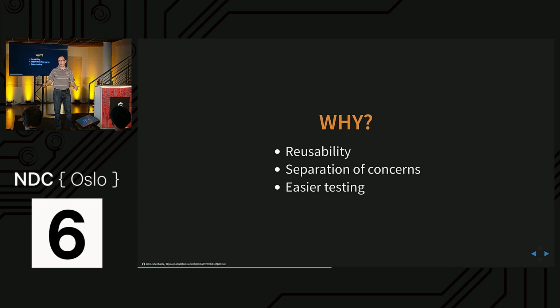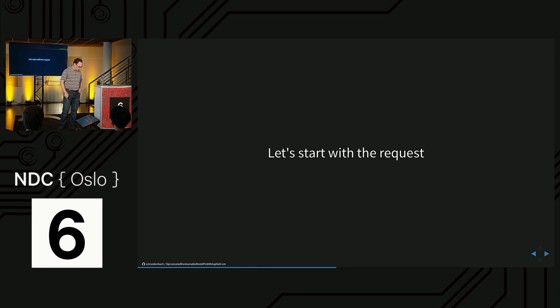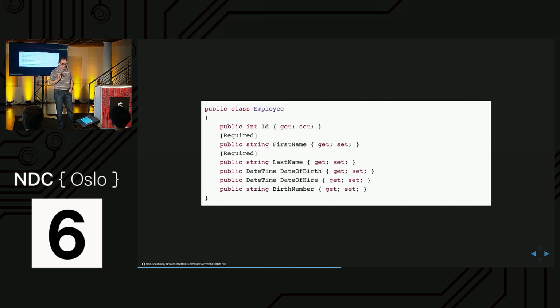Or if code changes somewhere down the line, then it will fail faster that way, right? Unit tests. So let's start with the request. Let's break this baby apart, right? Same employee object that we have, and you notice that we have our validation inside of our employee object. More on that a little later.